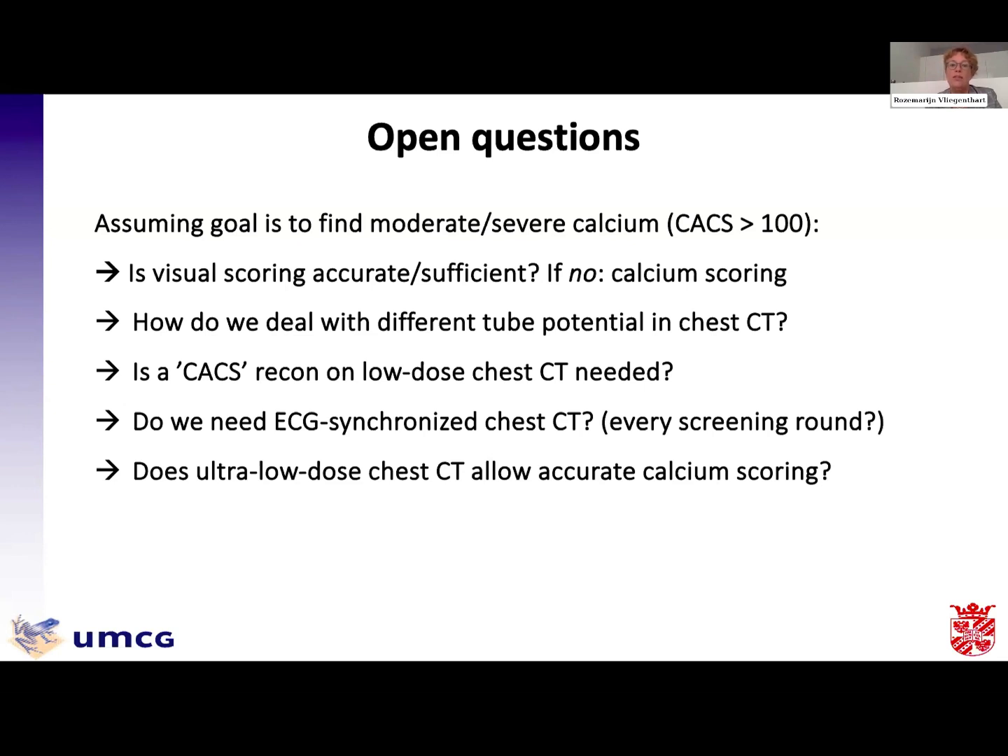Also, the question is, do we need a specific reconstruction, meaning 2.5 or 3 millimeter slices on a field of view of 250, or can we use the actual chest CT images that we already have? Another question, and that would really influence how we would do lung cancer screening, is do we need an ECG synchronized chest CT to optimize the calcium score? And lastly, does ultra-low dose chest CT, which really is the next step for implementing lung cancer screening, allow accurate calcium scoring? And there we need to do more research.